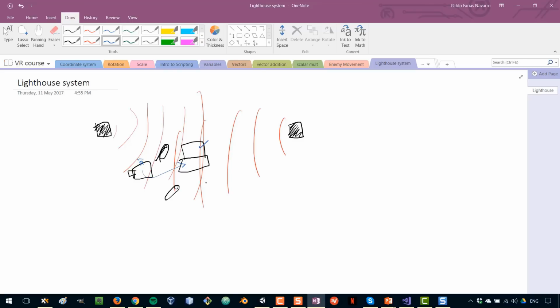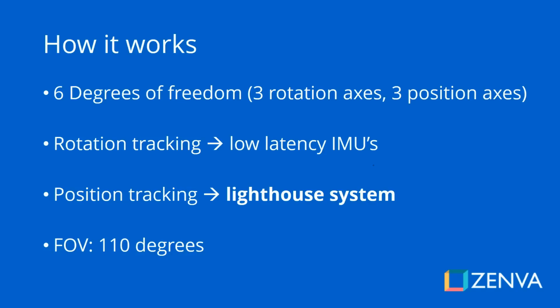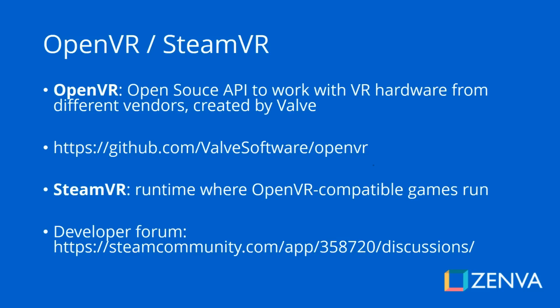This works similar to a real lighthouse, because a real lighthouse can be used by a boat in this case to have an idea of where it is located. So that is why it is called like that, because it works in the exact same way. Now, for us developers, some things we need to know.